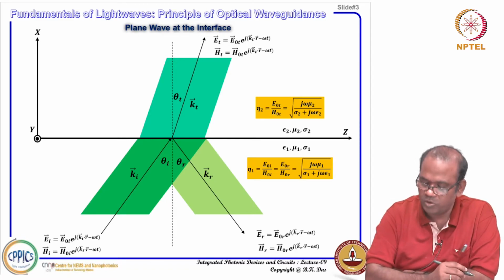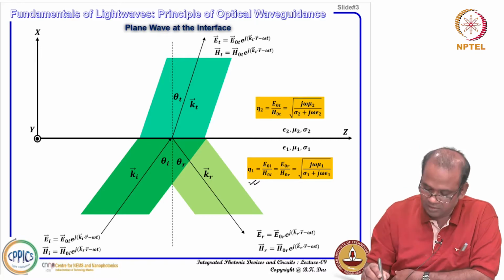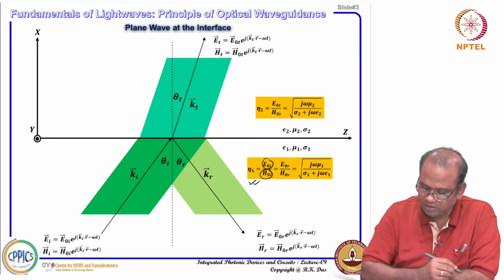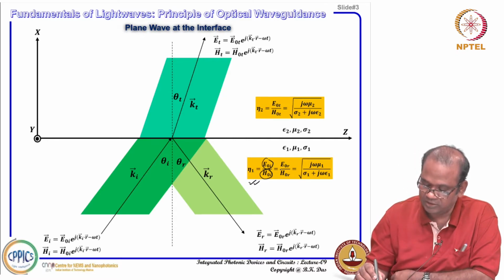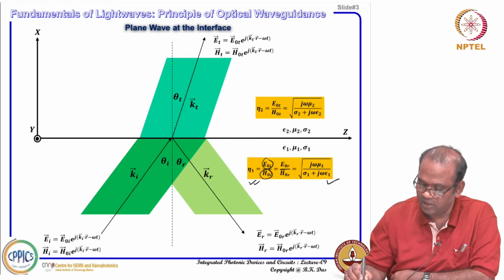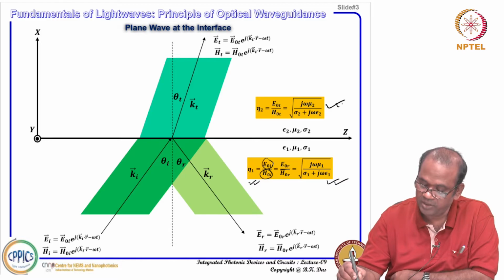Now, you see we have one more characteristic to define. One is eta 1, that is the characteristic impedance, that is nothing but you have to take the amplitude of the electric field and the amplitude of the magnetic field. Most of the time they are not in the same direction, they are orthogonal. You take their ratio, the amplitude divided by the amplitude, and that we have derived earlier in terms of frequency omega and conductivity sigma 1, permeability mu 1 and permittivity epsilon 1. Similarly, for the second medium, eta 2 is this one.